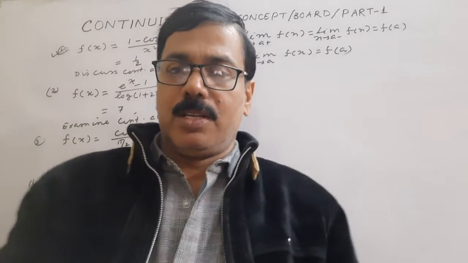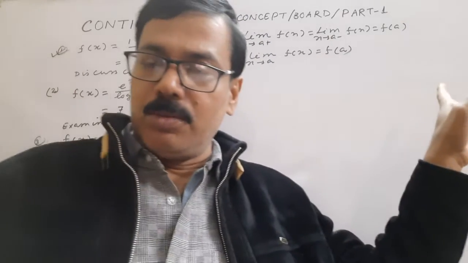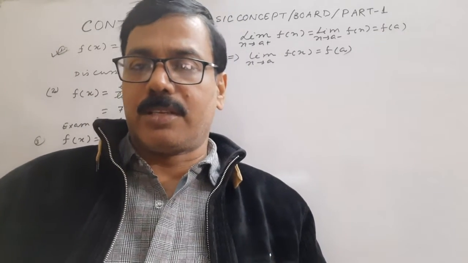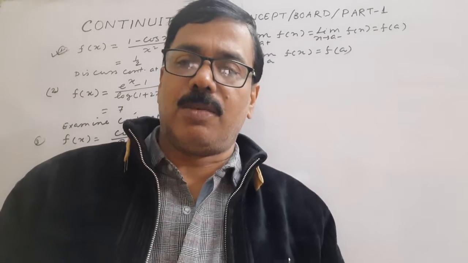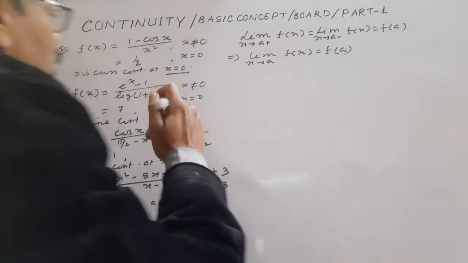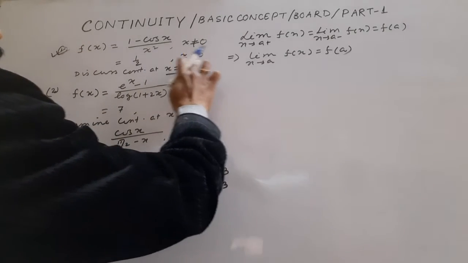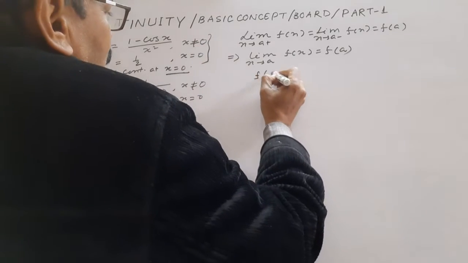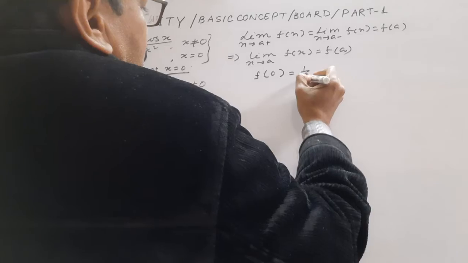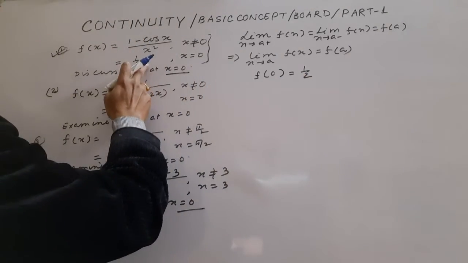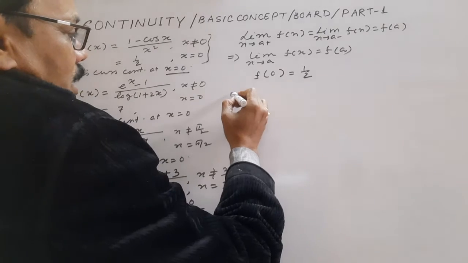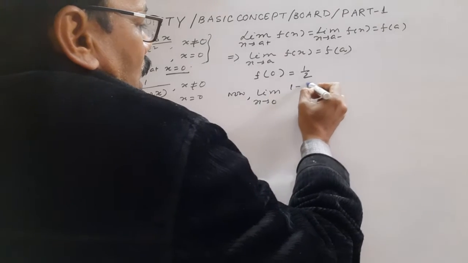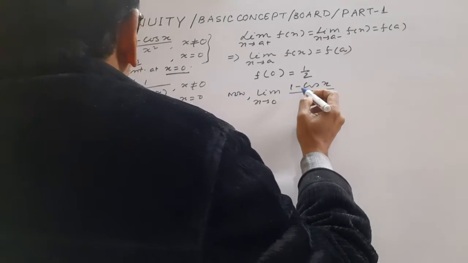So what is our main aim? To find the functional value at the specified point and the limiting value at the specified point. If they are the same, then the function is continuous. So problem number 1, a is replaced by 0. What is the functional value? These are 1 mark or 2 marks problems. So f(0) equals half, because at x equals 0 it is given as half. Now what is the limiting value? Limit x tends to 0, (1 minus cos x) by x square.